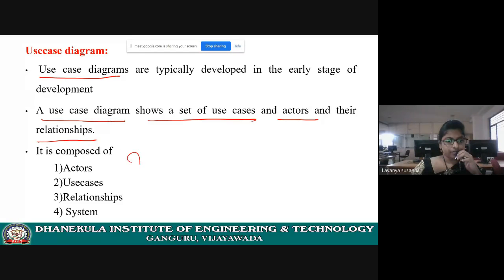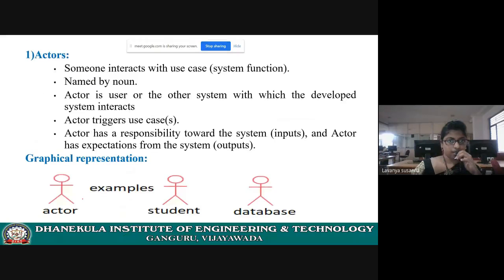A use case diagram is composed of actors, use cases, relationships, and the system. Now let us discuss in detail what actors are, what use cases are, what relationships are, and what the system is. First, actors. Actors are those who interact with the use cases, who use the use cases, who need these functionalities. Actors are those who interact with the system.